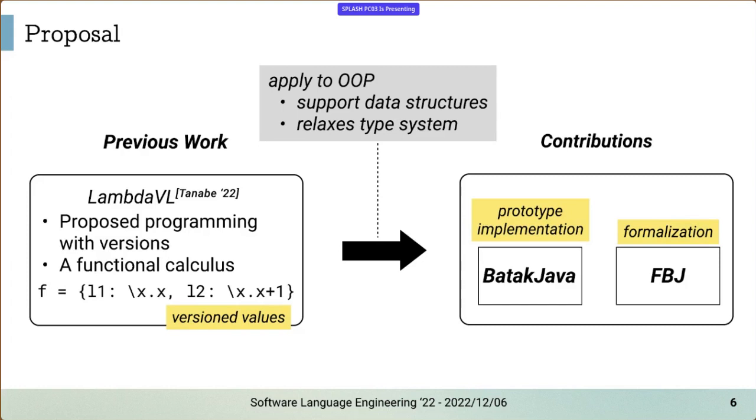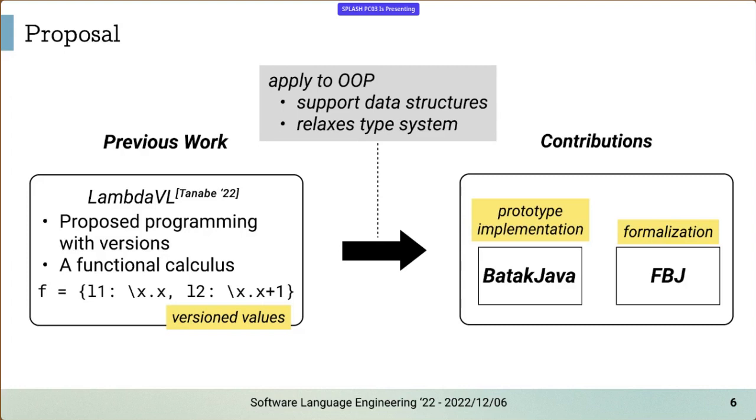In this calculus, there is something called a version value. A version value looks like a record, but each element of it is actually tagged by a version. And so a value can have different base values, depending on which version it's in. And we want to try to expand this idea to object-oriented programming. We want to see what we need to implement if we want to have this idea with things like data structures. Also, we found that the calculus in our previous work was very restrictive, and we want to relax it so it's more useful when we want to deal with updates. And we came up with two different contributions.